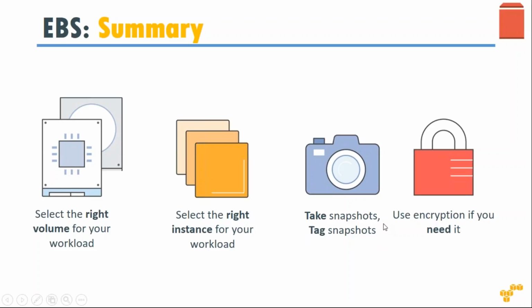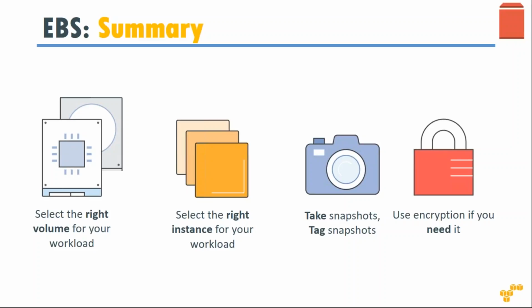Tagging helps you to do budgeting. Tagging helps you to do cleanup operations. If you are not sure how much data you have created, how many snapshots you created, you can use budget allocation. We will look into that when we talk about budgeting. There is an option in Amazon which will group all the costs or expenses in your account based on tags.